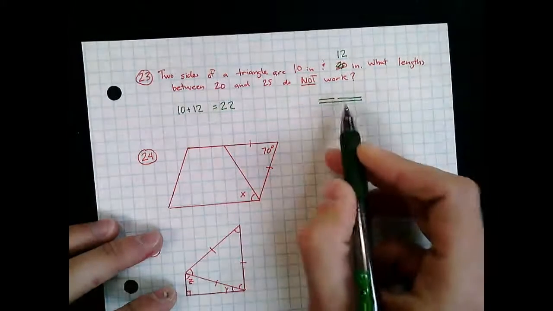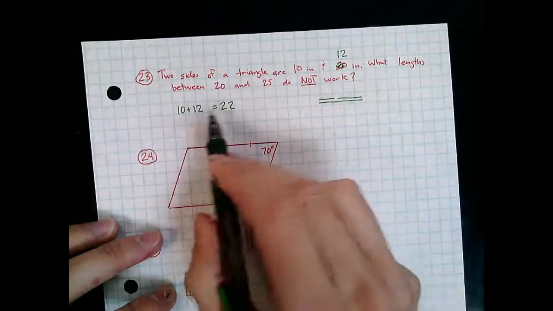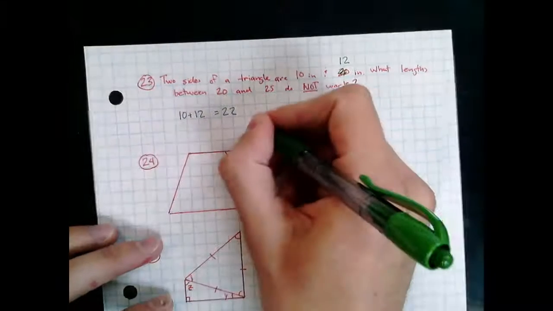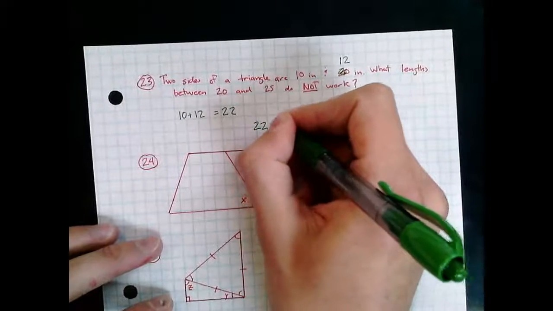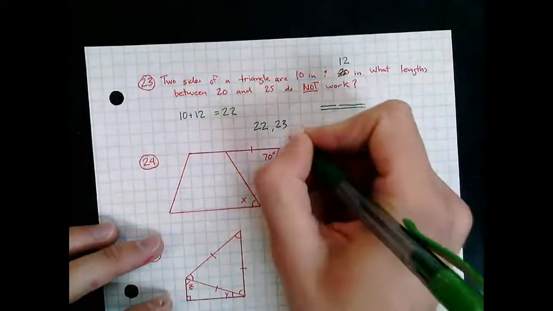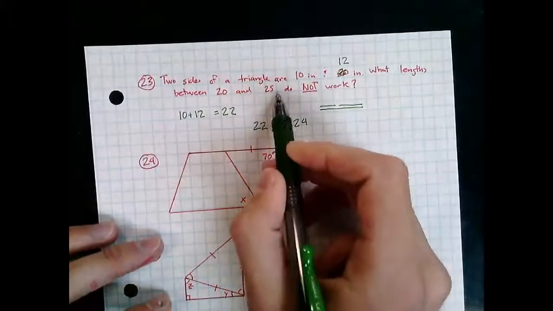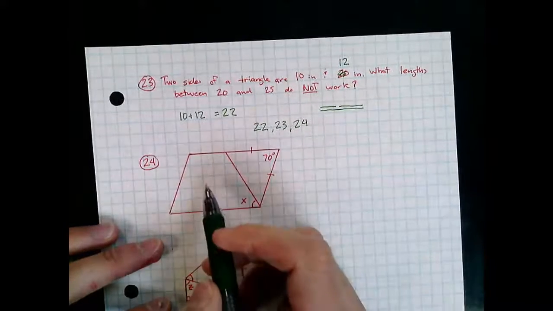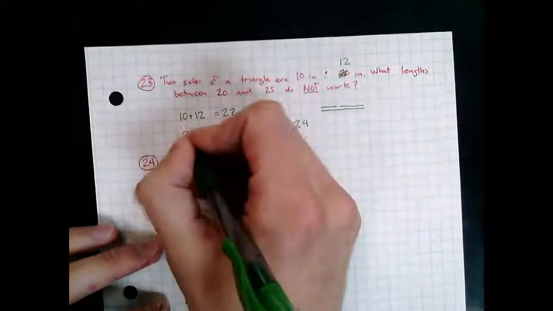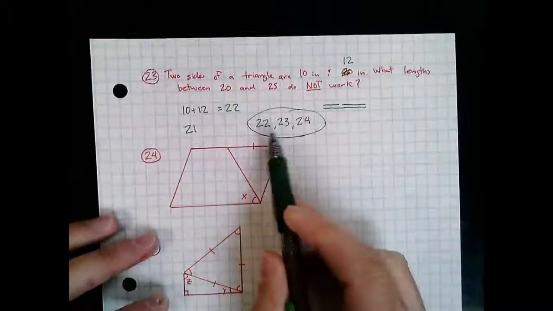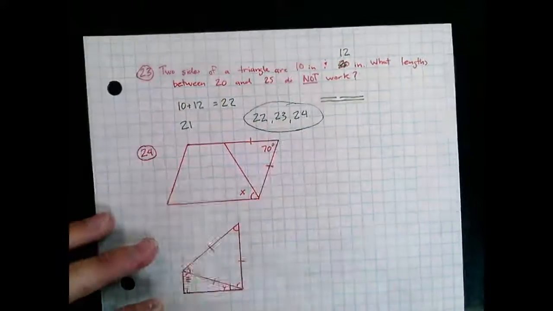It would just be a flat line where they just meet each other. So these need to be greater than the other length. So 22 doesn't work. 23 would be even worse. 24 would be worse. And they want to know the answers between 20 and 25, so I don't have to keep on going. So actually, 21 is the only length that does work between 20 and 25. But what they're asking us for is which ones do not work. So 22, 23, and 24 are no good.